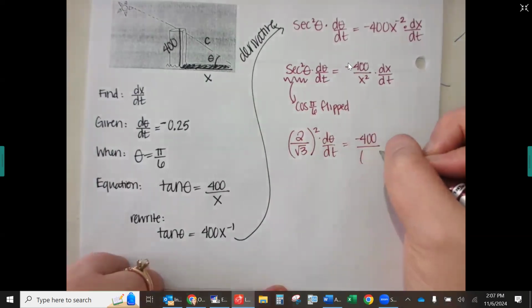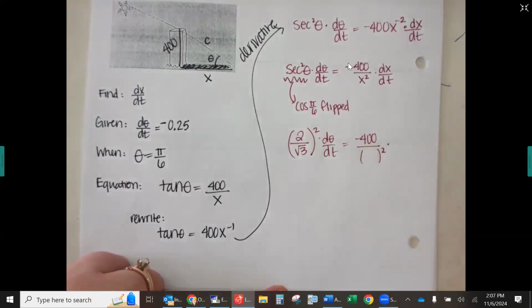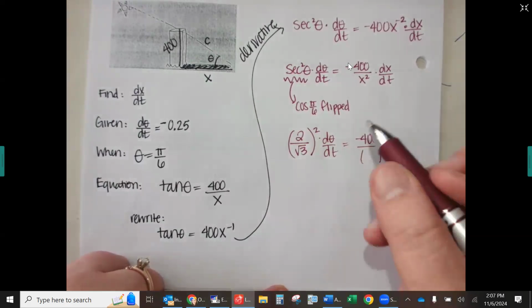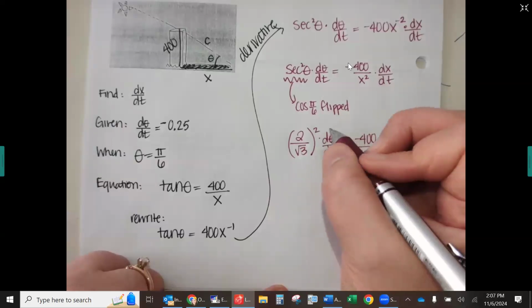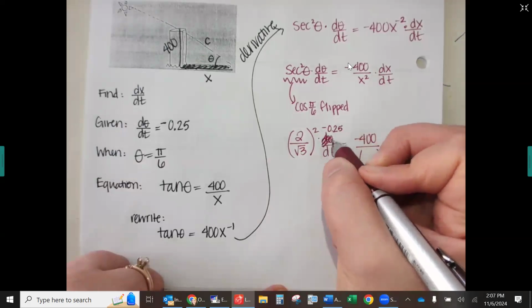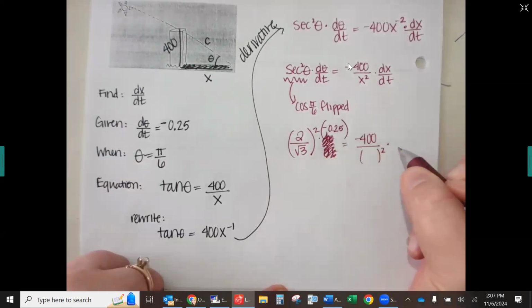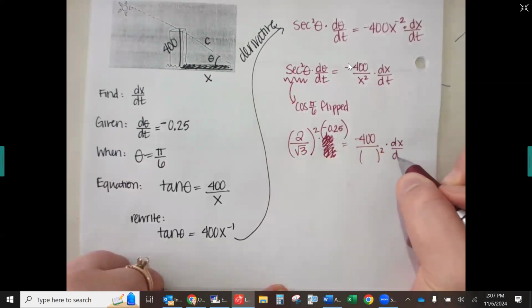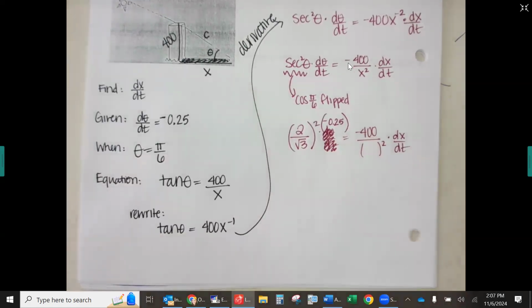So we're going to have to just leave it for a minute. And then we do know dθ/dt, oh wait, we did know it. What was it? Negative, negative 0.25, sorry. And then this is the one that we're trying to find. Okay, so it's this times this equals negative 400 over something squared equal to dx/dt.